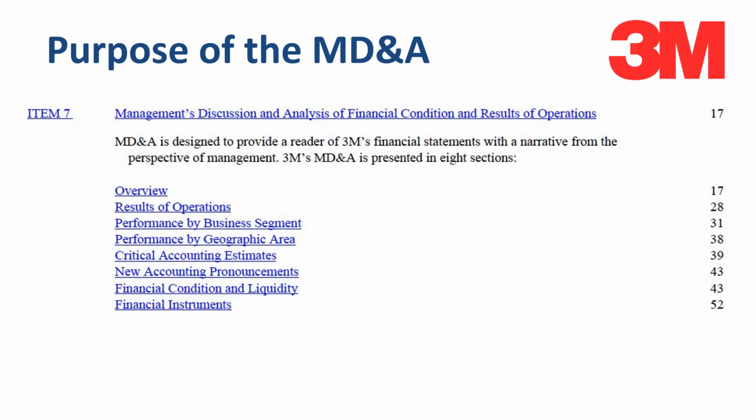What's the purpose of the MD&A? The 3M MD&A section nicely summarizes this. The MD&A is designed to provide the reader of 3M's financial statements with a narrative from the perspective of management. In the case of 3M's 2017 10K, the MD&A is presented in 8 sections: overview, results of operations, performance by business segment, performance by geographic area, critical accounting estimates, new accounting pronouncements, financial condition and liquidity, and financial instruments.